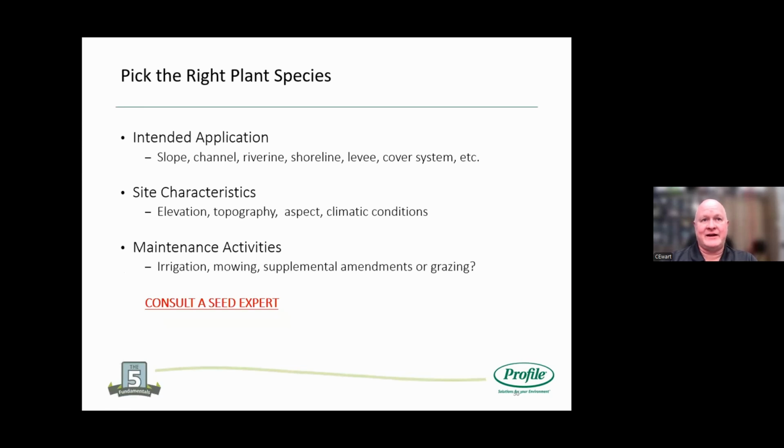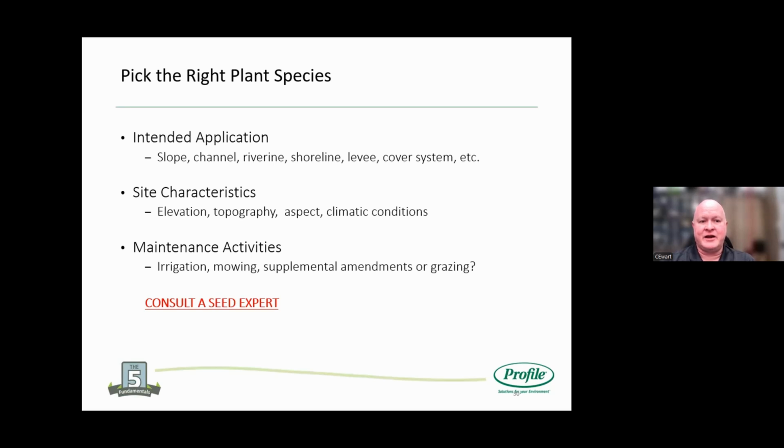So again, intended application. What are you doing? What are you trying to achieve? With seed, I always say consult the seed expert. The reason I always push this off to a seed expert is because they know what's going to grow in the area of country that you're in. They also have had plenty of experience with projects that have not worked with seed. So they're the best people to go to.